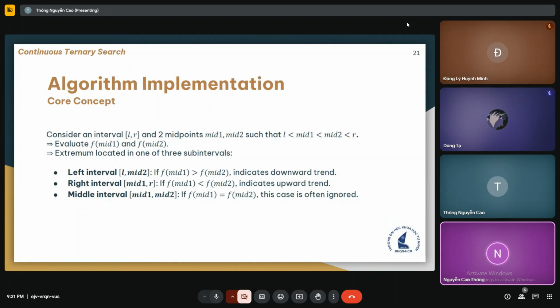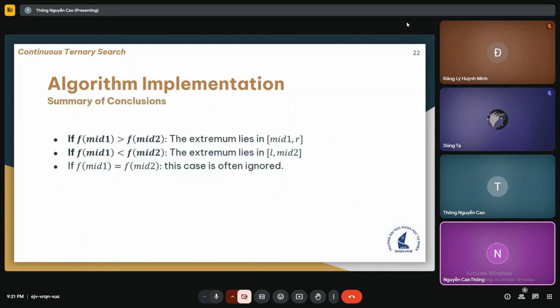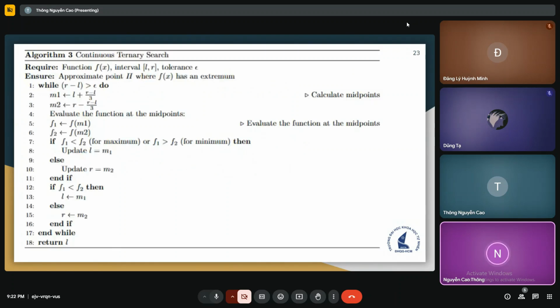The third case is most of the time negligible. We don't care about that. And for the first and second case, we can infer that it's either a downward trend or an upward trend. And after that, we can say that it either lies in the leftmost part. No, not exactly the leftmost part. The left two parts of the search range or the right two parts of the search range. So this is how we implement it.